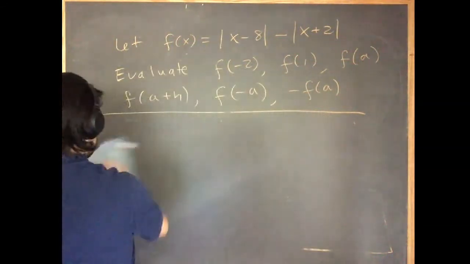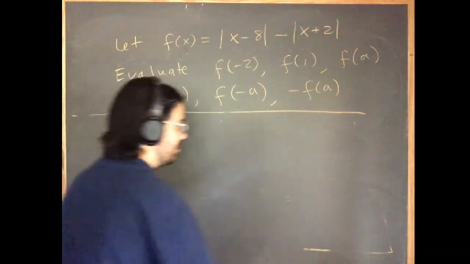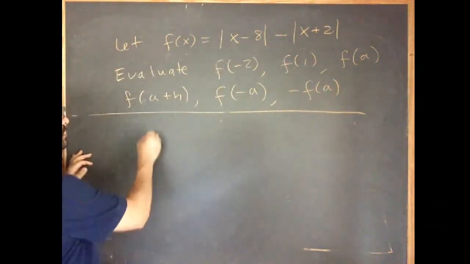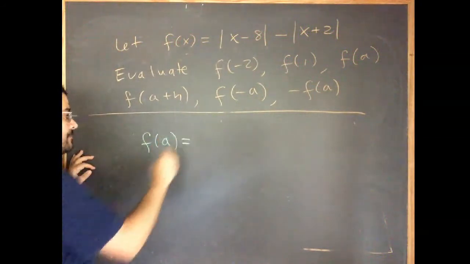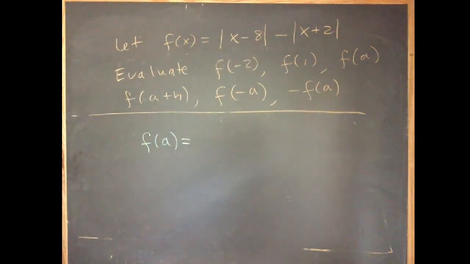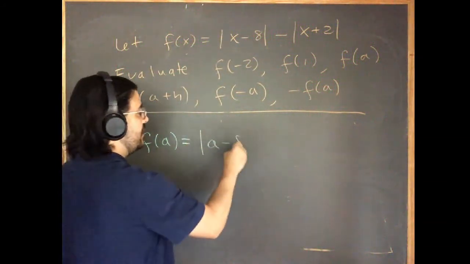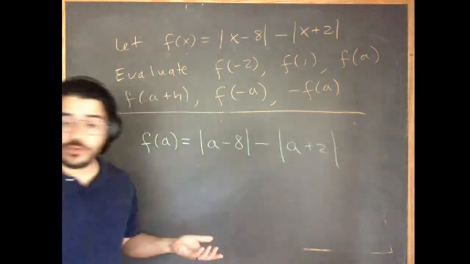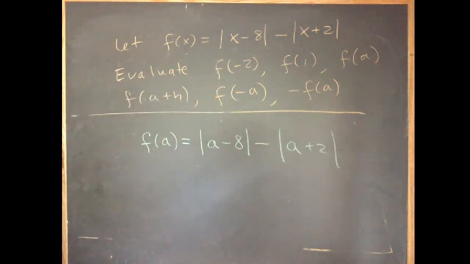You don't have to multiply anything out or simplify the algebra or anything like that. And in this case, they're not asking us to simplify anything. So here, we're going to look at f of a. And all it means is that everywhere we have an x, we're going to plug in a. So it would just be the absolute value of a minus 8 minus the absolute value of a plus 2. Everywhere you see an x, replace it with a.